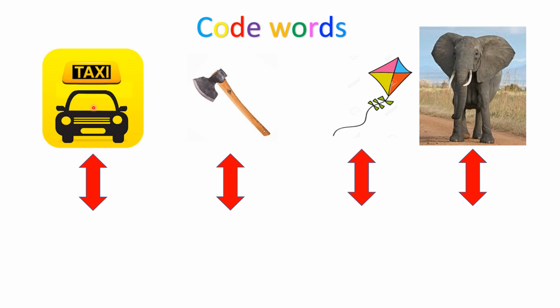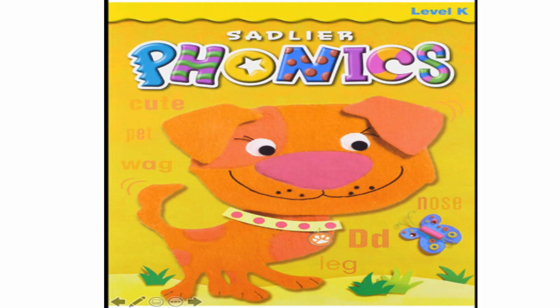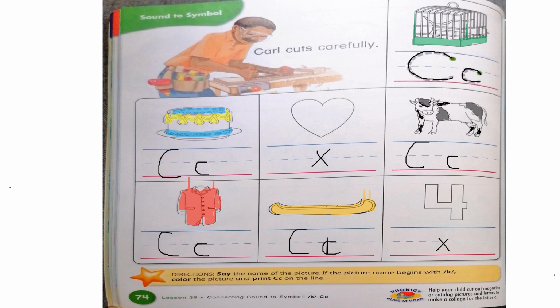Okay, and the last one, cab. Another way to say taxi, cab. Letter C. Then we have the picture axe. Axe. Letter A. Kite. Kite. Letter K. Elephant. Elephant. What is the word? Cake. Cake.